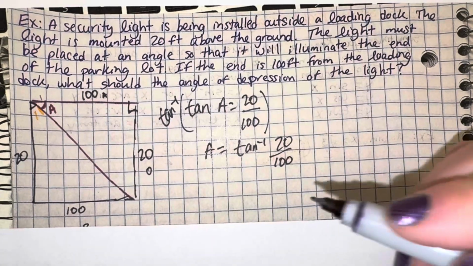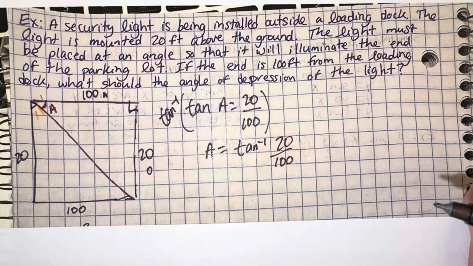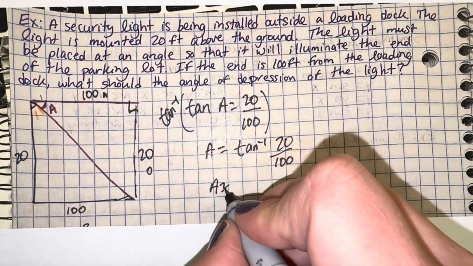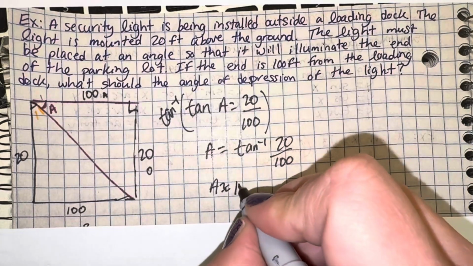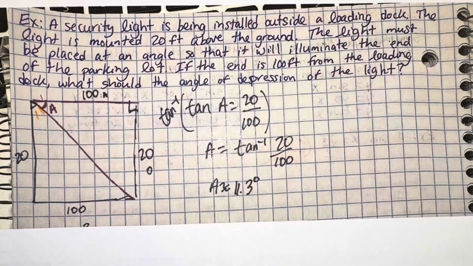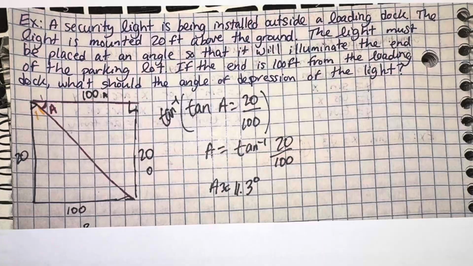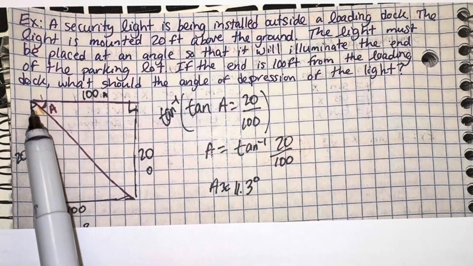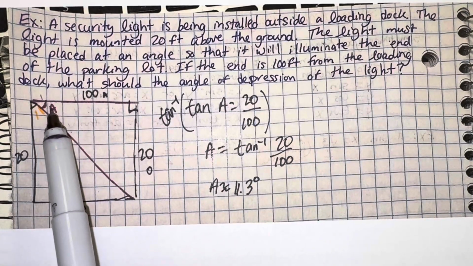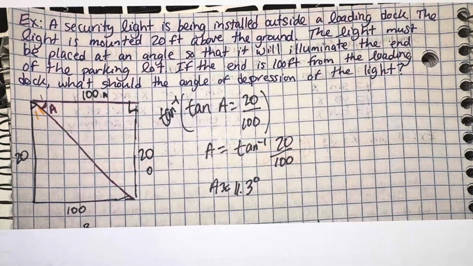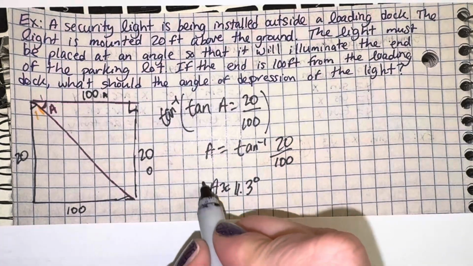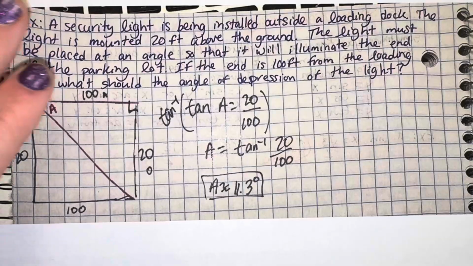Okay. I'm going to put that into my calculator. And that is going to give me an approximate angle of 11.3 degrees. If you wanted to solve the black triangle, you totally could, but you would need to take 90 and subtract this angle from it to get the actual angle of depression. So make sure you know what angle you are solving for.